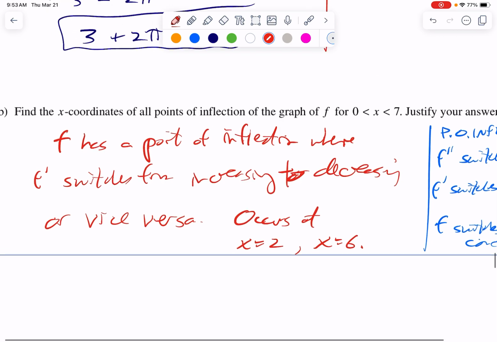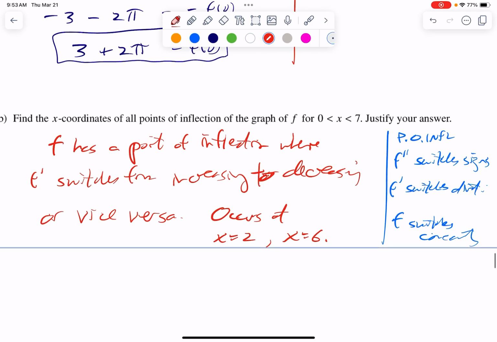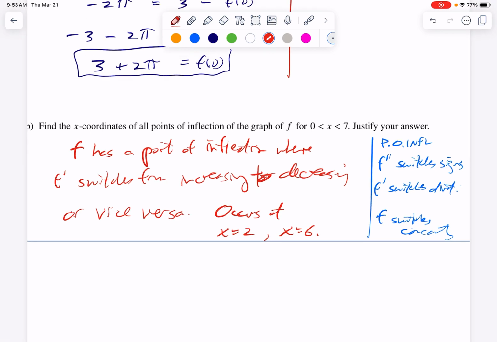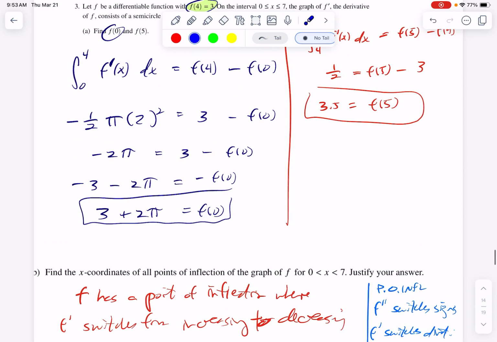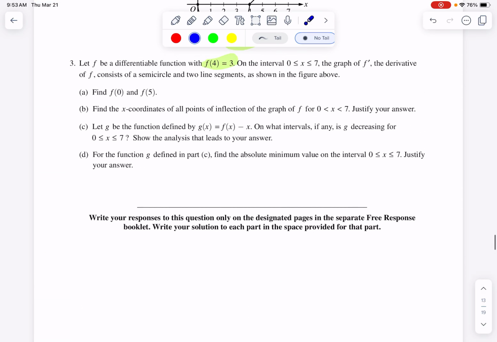Right, that would be worth 2 points on the AP. Basically, 1 point for getting those values correct, and another point for fully explaining what it was you were looking at. All right, let's look at part C.